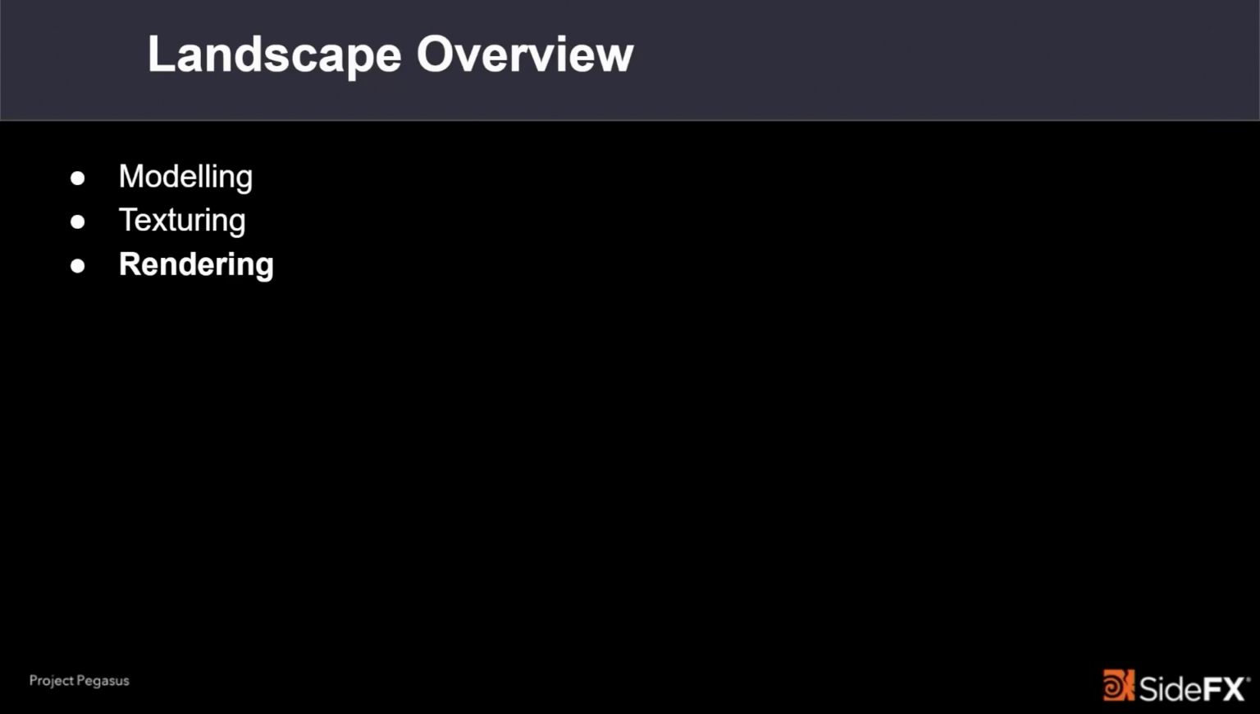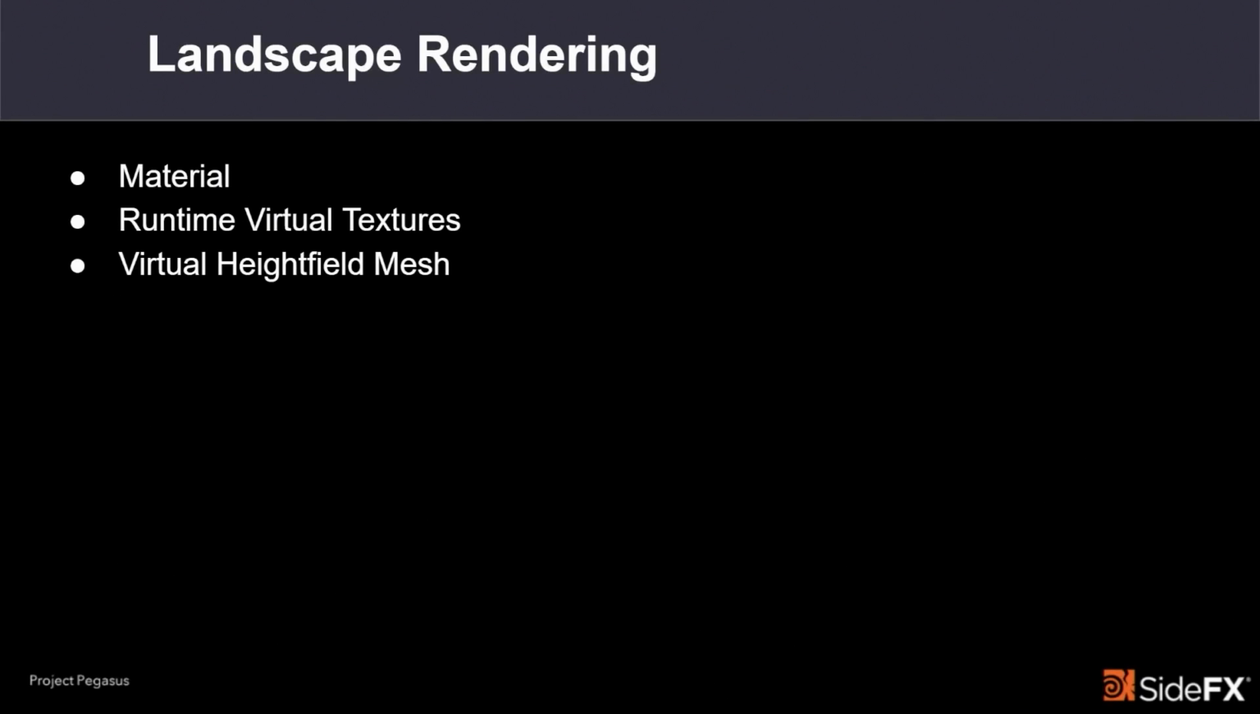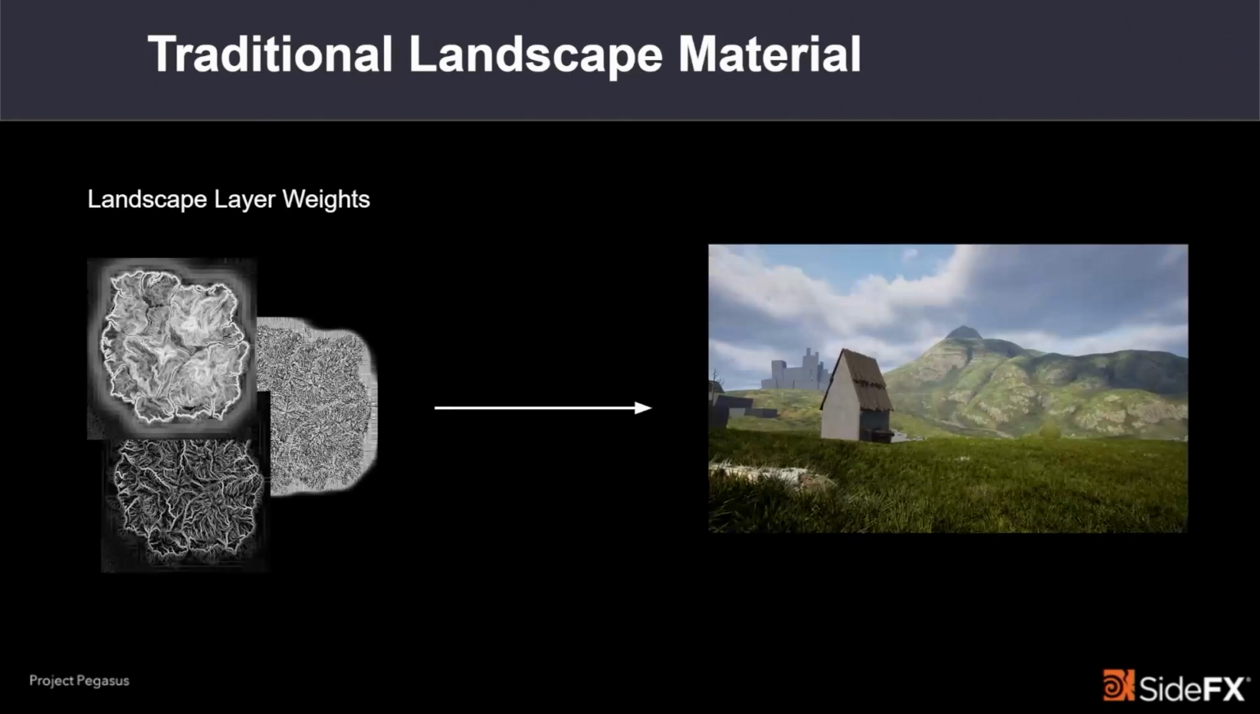Finally, that brings us on to the rendering of the landscape inside of Unreal, or mostly. A traditional way to render landscapes would be to have landscape layer weights. So you write out a bunch of textures, each one representing a different kind of material you'd like to write onto the surface of the landscape.